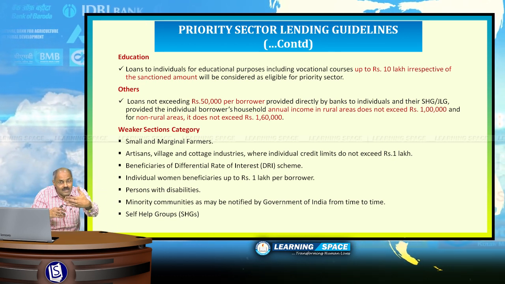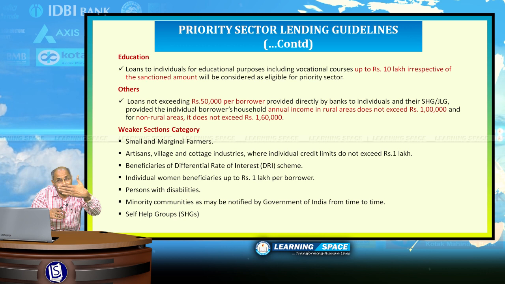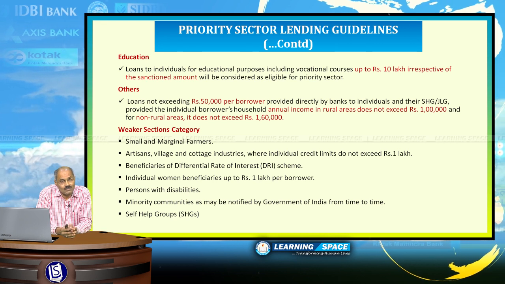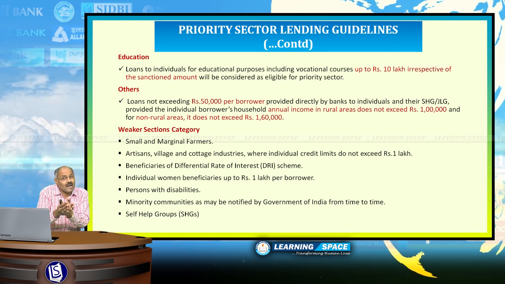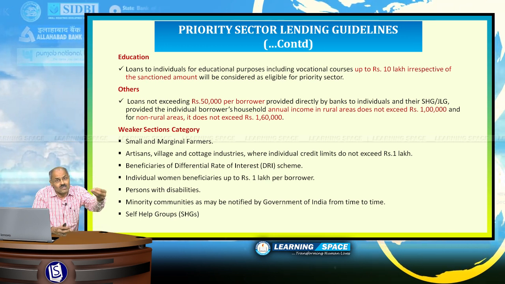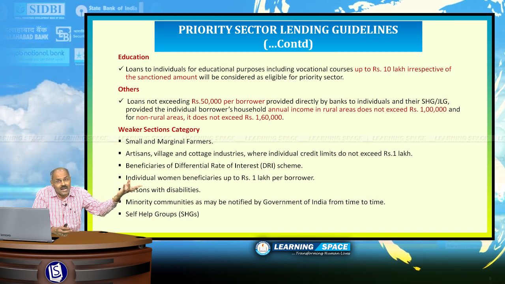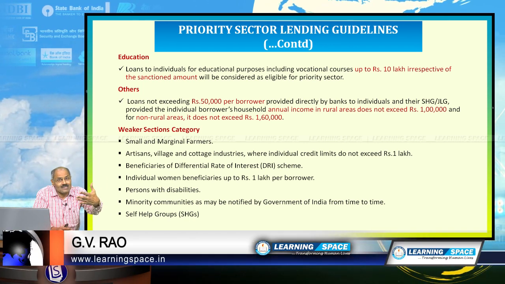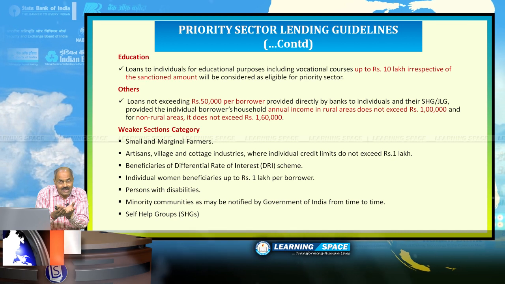also come under priority sector lending, provided the annual income in rural areas does not exceed ₹1 lakh and in urban areas it does not exceed ₹1,60,000. And for weaker sections, 10% credit should go to weaker sections. And what are weaker sections is classified here. They are small and marginal farmers, artisans, beneficiaries of the differential rate of interest scheme. We have already discussed the DRI scheme. Also individual women beneficiaries up to 1 lakh per borrower, persons with disabilities, minority communities, and self-help groups. These all come under the weaker sections category, right?